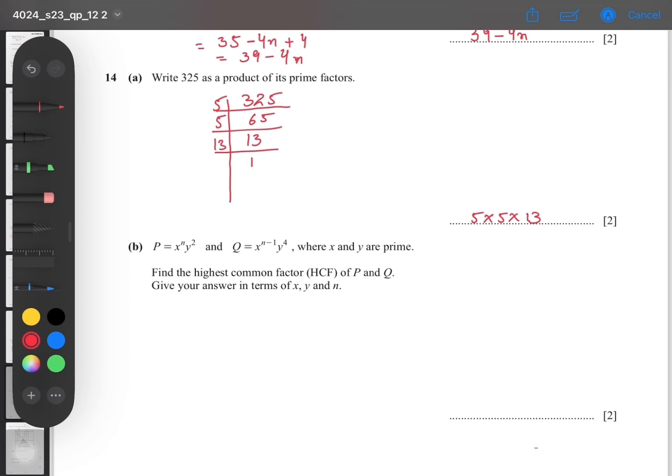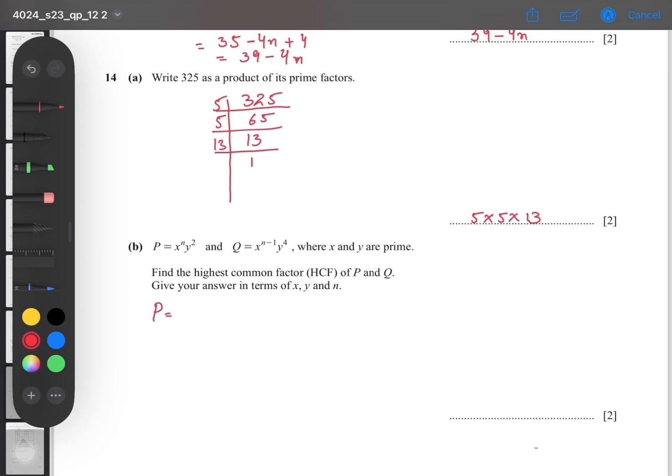Part B. P is equal to x raised n y squared and Q is equal to x raised n minus 1 y raised 4, where x and y are prime. Find the highest common factor, HCF, of P and Q. Give your answer in terms of x, y and n.